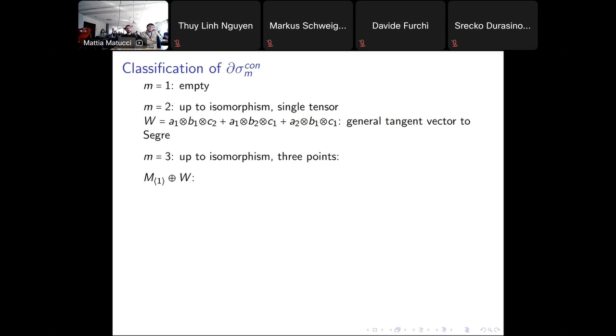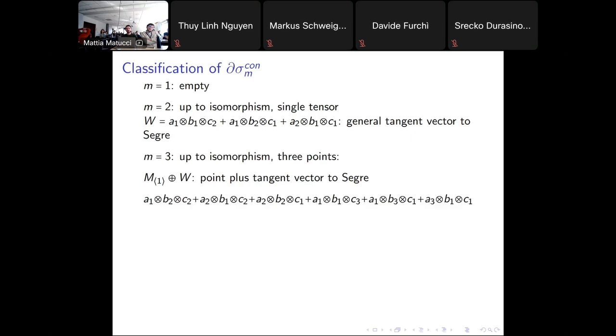So first, we could take the M1 direct sum W, because it has to be a 3-3-3 tensor. So this is a 2-2-2 tensor, this is a 1-1-1 tensor. You add them together, you get a 3-3-3 tensor. Then the next one, well, what is that? It's your homework. And then there's a third one. What is that? That's also your homework, but I'll tell you the answer.